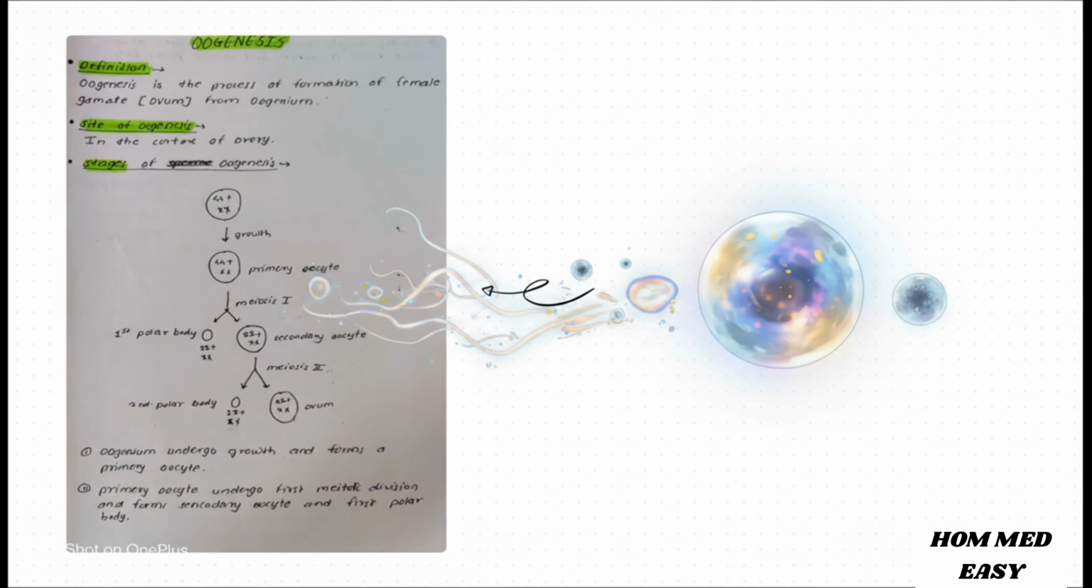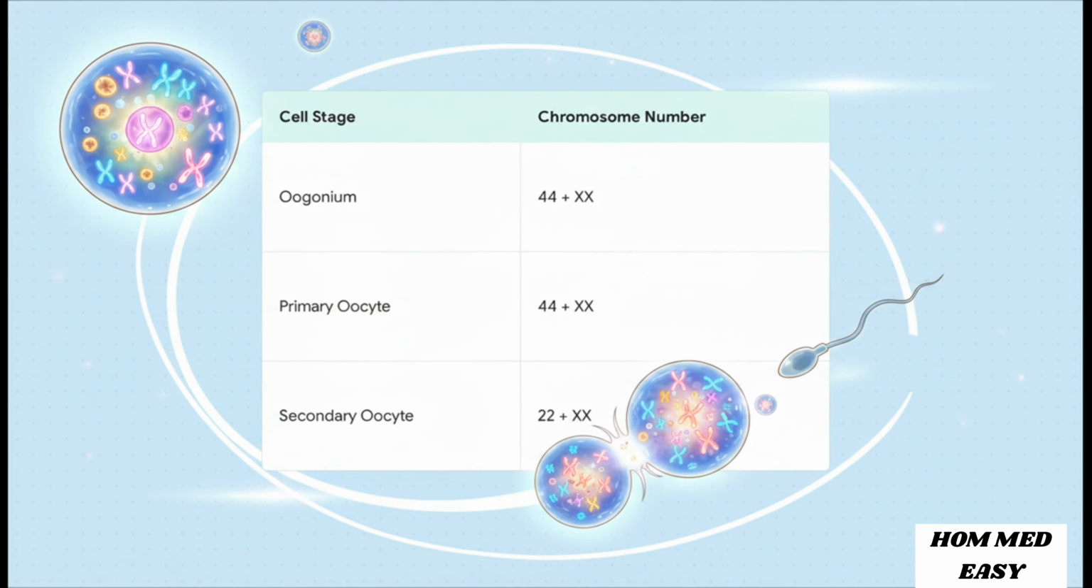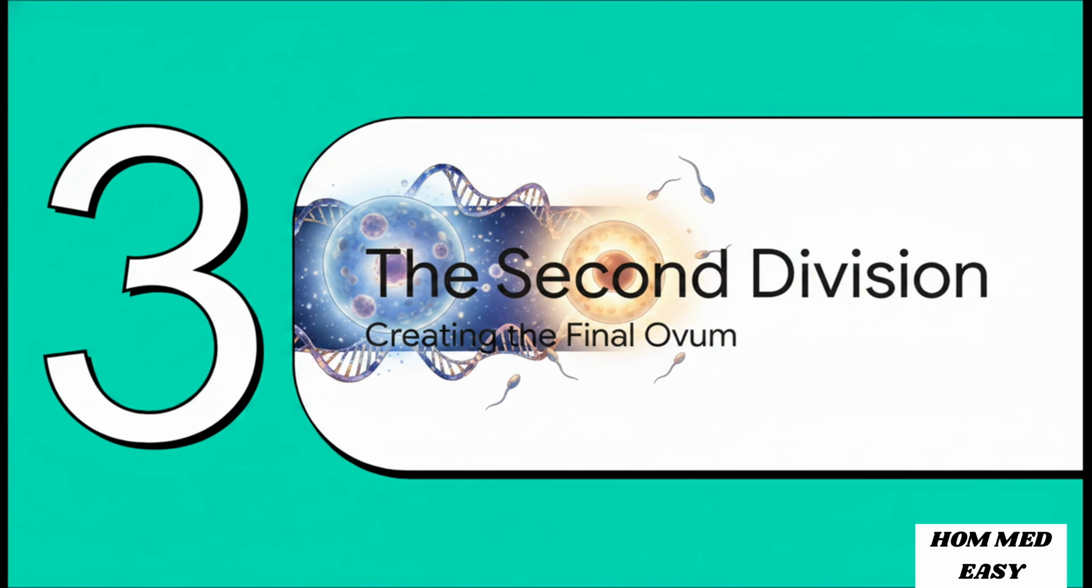one main cell. This chart kind of sums it all up nicely. You can see we started with the full 46 chromosomes in both the Oogonium and the primary oocyte. Then, after that lopsided split we just talked about, boom, the secondary oocyte is down to half that number. It's perfectly set up for fertilization. But wait, we're not done yet. The journey isn't over. That secondary oocyte has one last transformation to go through before it becomes a fully mature egg, ready for, well, whatever comes next.